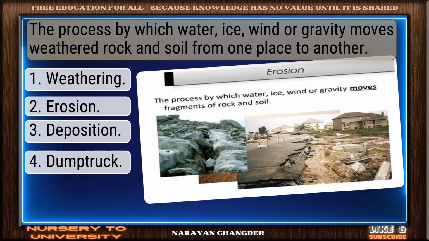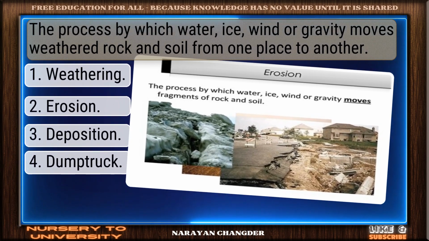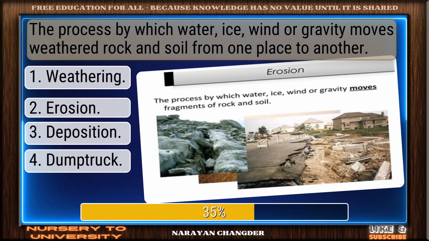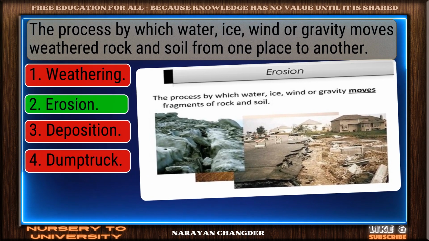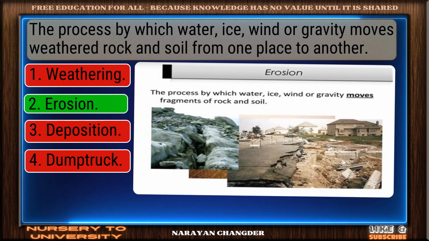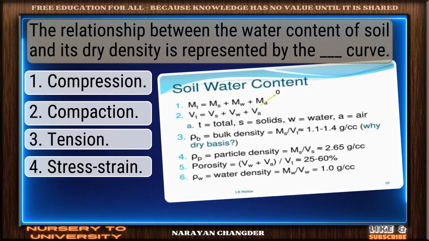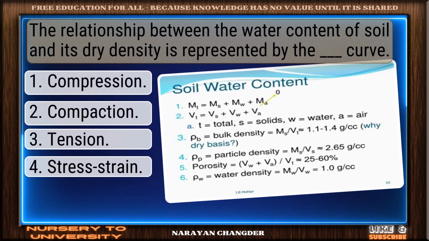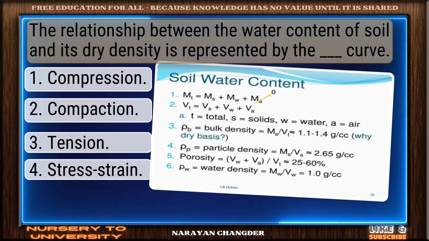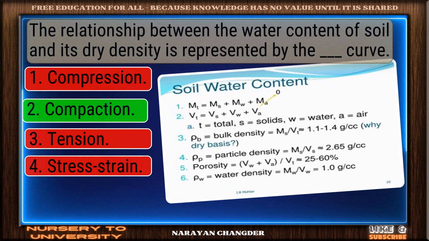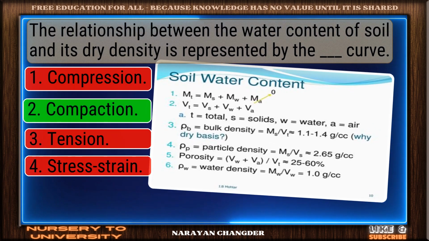The process by which water, ice, wind, or gravity moves weathered rock and soil from one place to another. Strong choice. Erosion is the right answer. The relationship between the water content of soil and its dry density is represented by the dash curve. You're right. Compaction is the correct answer.